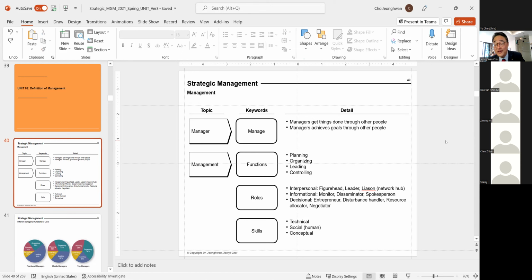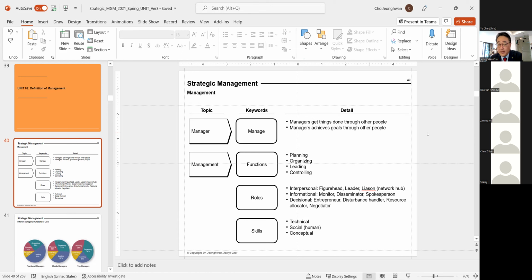What are managers doing? Managers get things done through other people and money. Managers achieve goals by using their money and people. Okay, managers manage money, managers manage people in order to get things done. That is a basic function, basic role of the manager.